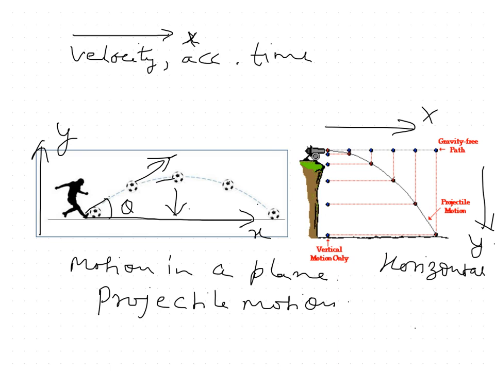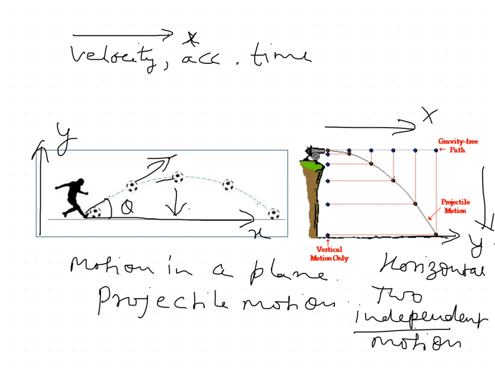So this type of motion is the combination of two independent motions. That is uniform motion along the x direction, where no force is acting, so acceleration is zero and velocity remains constant. So x direction motion is uniform motion, while the vertical direction motion is uniformly accelerated motion due to the force of gravity. So it is the combination of two independent motions.